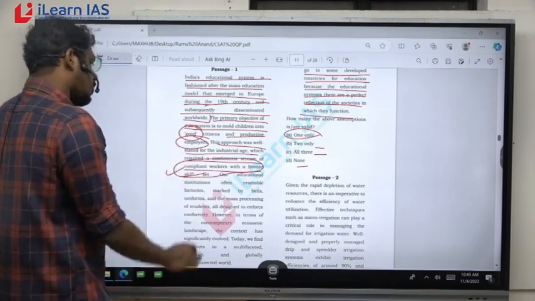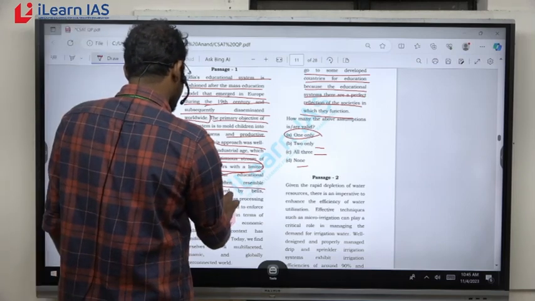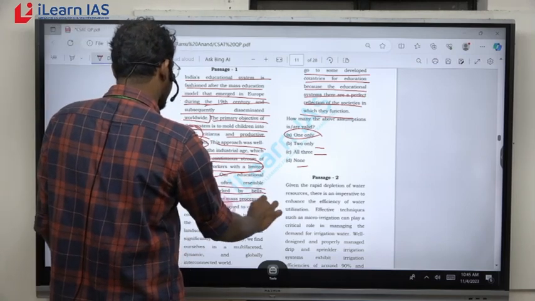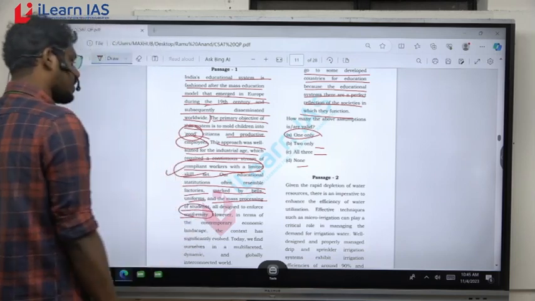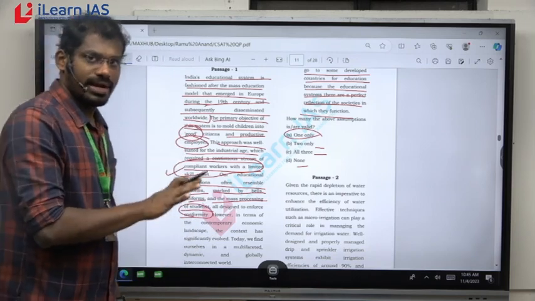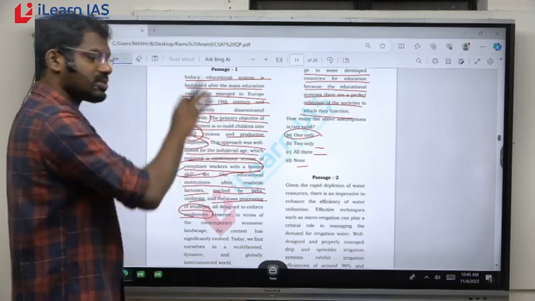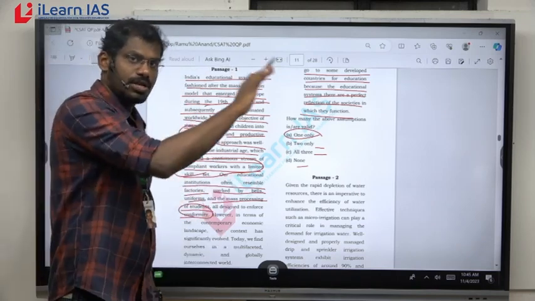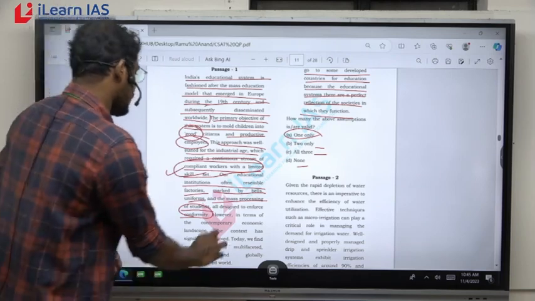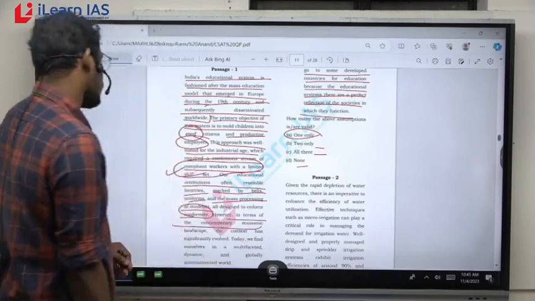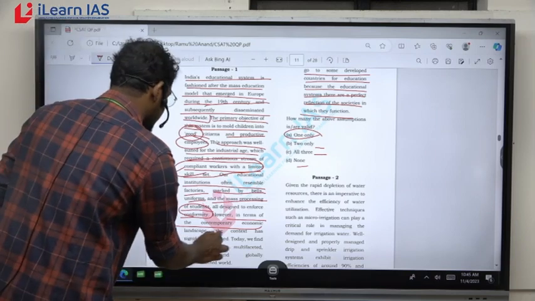Our education system often resembles factories marked by bells, uniforms, and the mass processing of students, all designed to enforce conformity. So actually, our education system is a kind of industrial culture which was followed in Europe and imparted to India in the 19th century. However, in terms of the contemporary economic landscape, the context has significantly evolved.